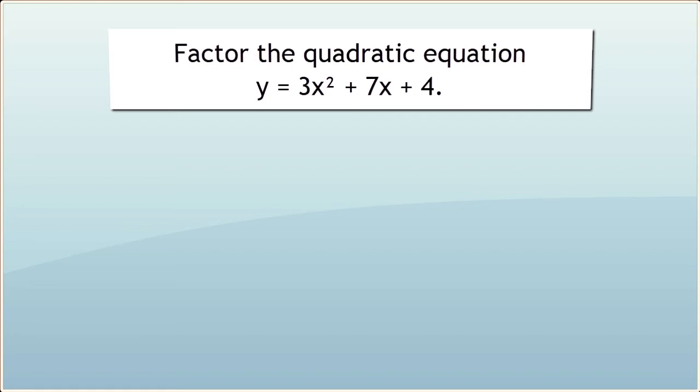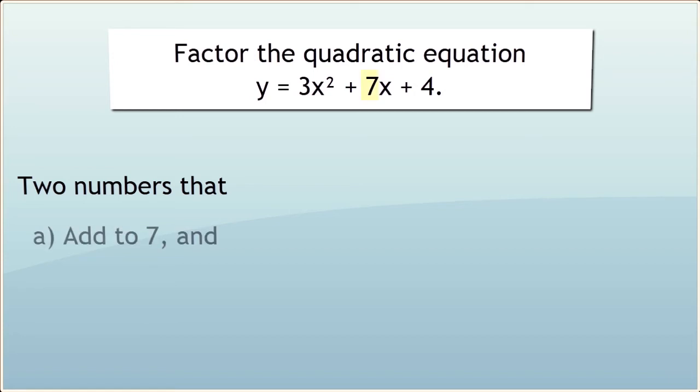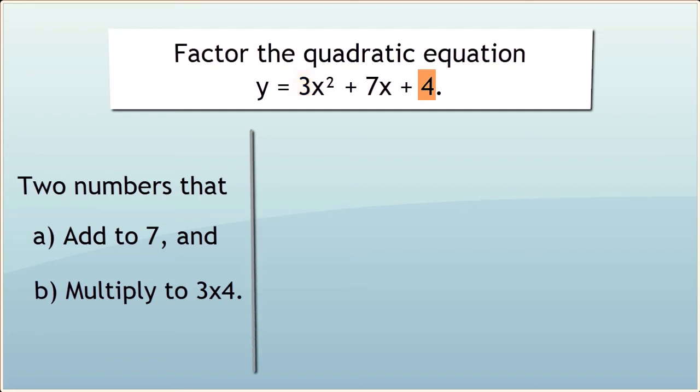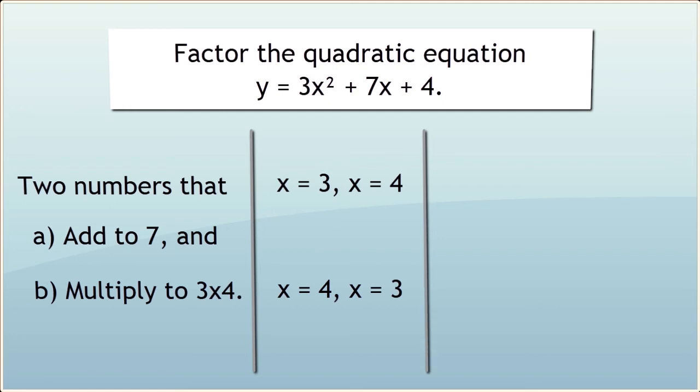Here's how we do it. We need to determine two numbers such that they, a, add up to 7, and b, multiply to 3 times 4, which is 12. The values x equals 3 and x equals 4 work. Again, the order doesn't matter. In other words, you could also say that x equals 4 and x equals 3 work. Now we can simplify the quadratic function as follows.